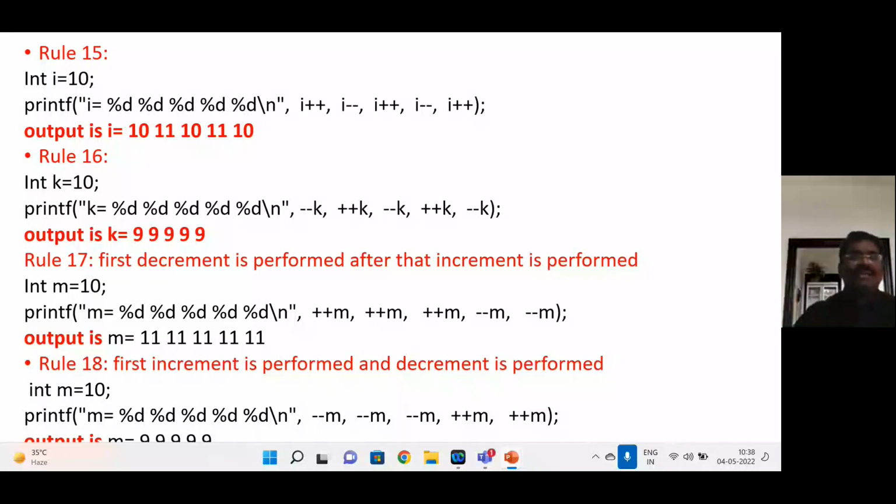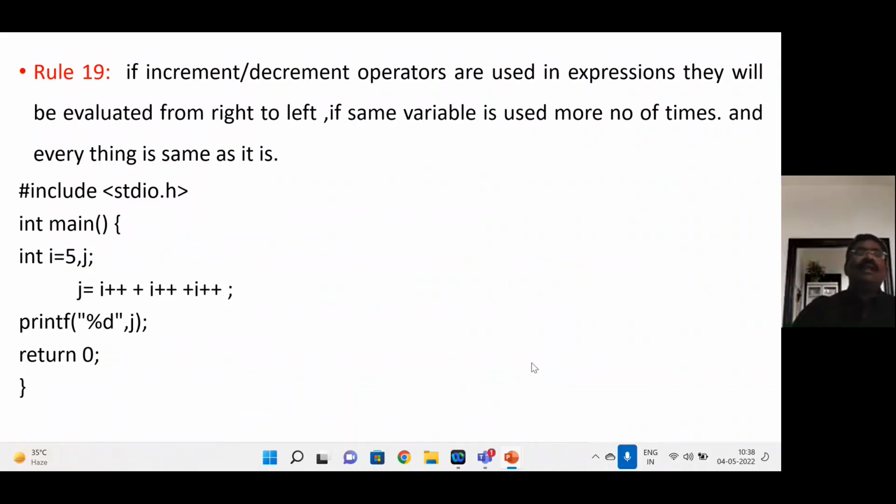So in the 17th rule, first we are printing pre-incremented variables, and next we are printing pre-decremented variables. But here it is the same thing: first pre-decremented and next pre-incremented. The result is different. You can see that, right? Always that depends on the rightmost value in the increment and decrement variables.